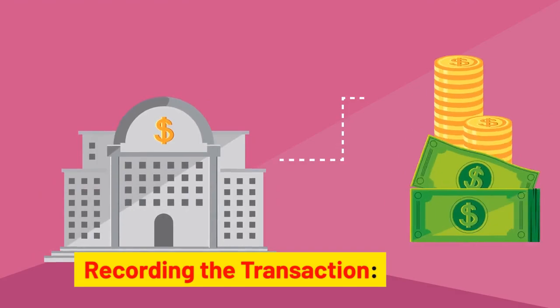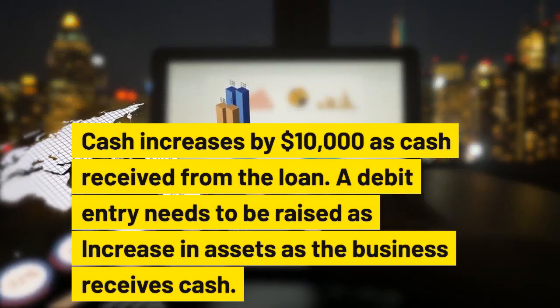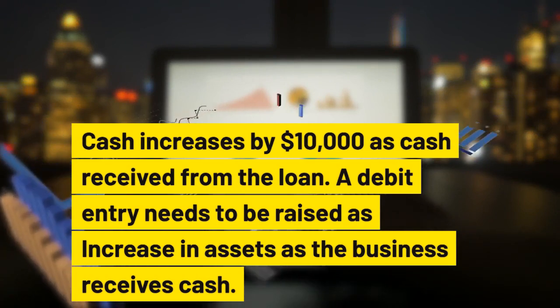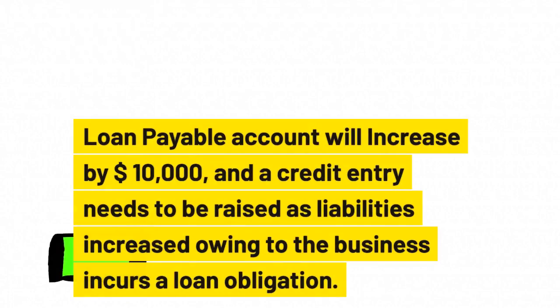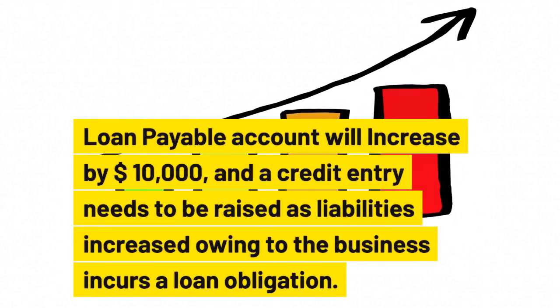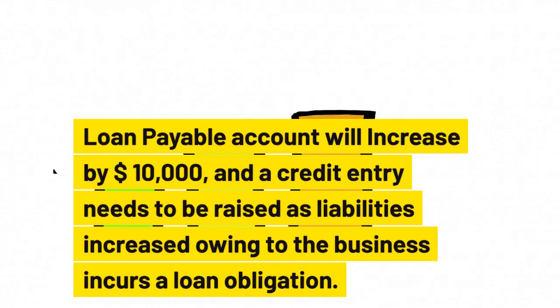Recording the transaction. Cash increases by $10,000 as cash is received from the loan. A debit entry needs to be raised as an increase in assets as the business receives cash. Loan payable account will increase by $10,000, and a credit entry needs to be raised as liabilities increase owing to the business incurring a loan obligation.